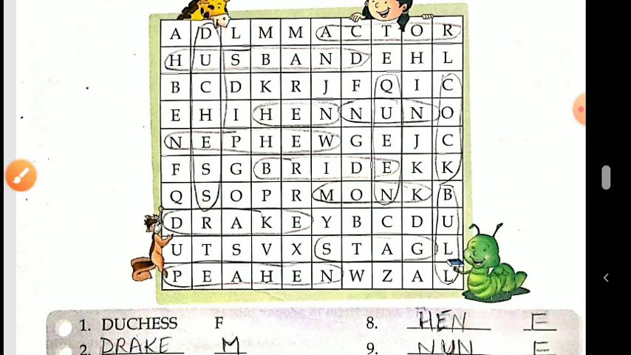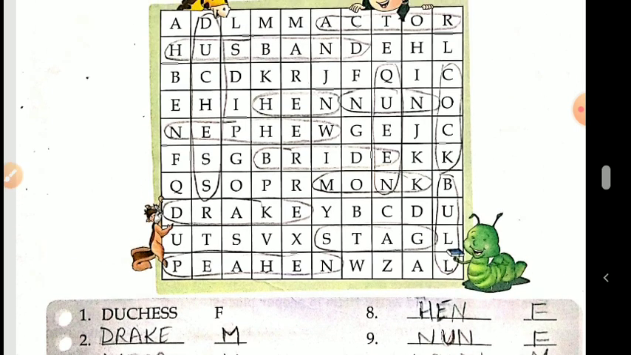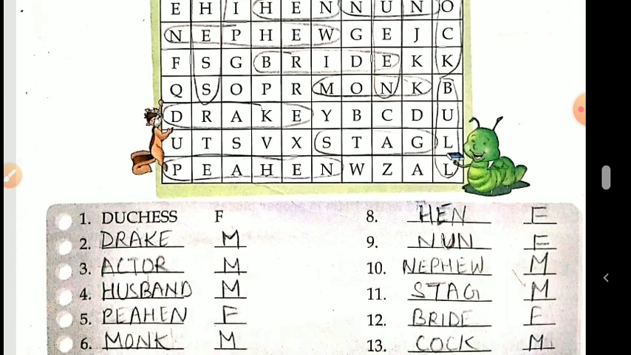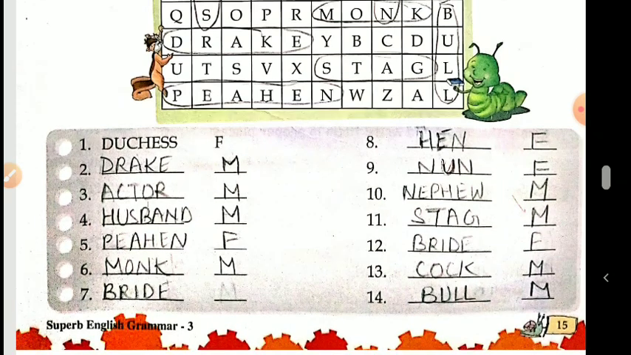But students, this is more or less like a game. So I want you to do this exercise on your own. You try to find the words from this grid and then write the words in the space provided, and then in front of the word write F for feminine gender and M for masculine gender. And if you learn the pairs, it will be easier for you to solve. So please try to do this exercise on your own.